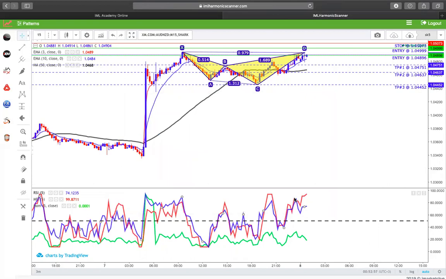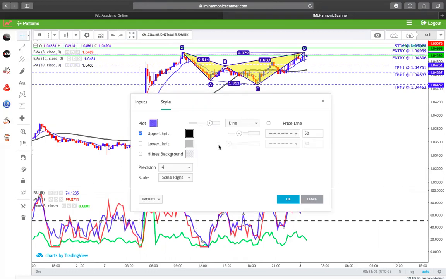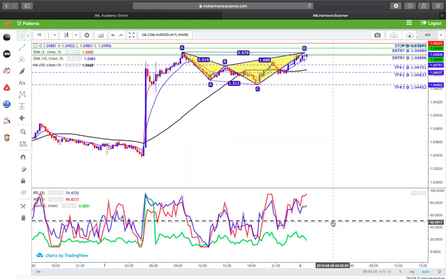Yeah, you want to have your price line on RSI. The price line is unchecked. Your upper limit is checked. And then you want to set that to 50. This is for RSI? Yeah. So price line is unchecked, upper limit is checked, 50 in black. Okay. And then hit OK, and then you should have a 50 line right across like this.